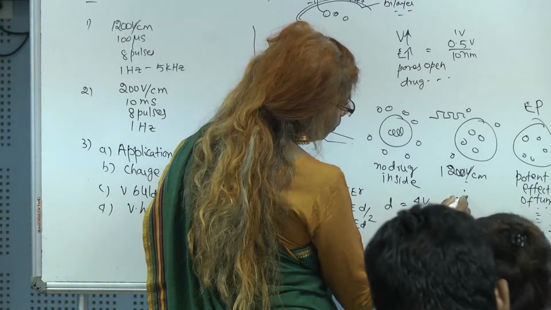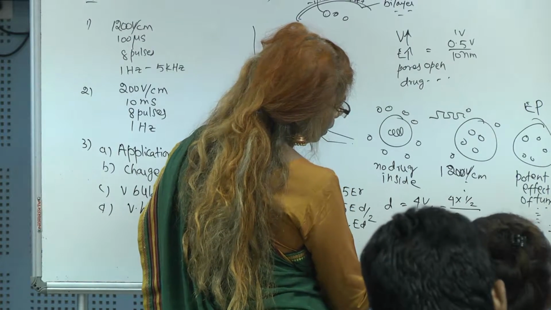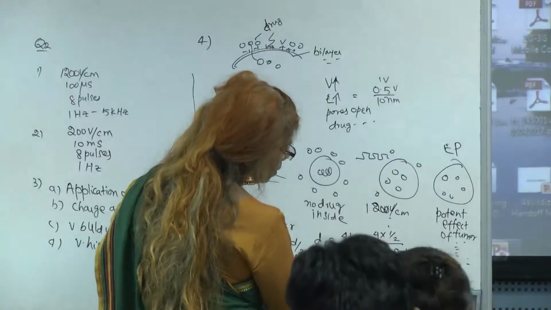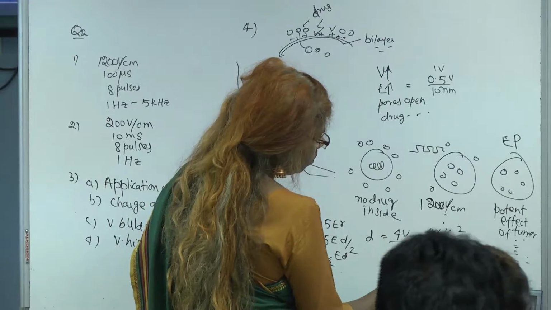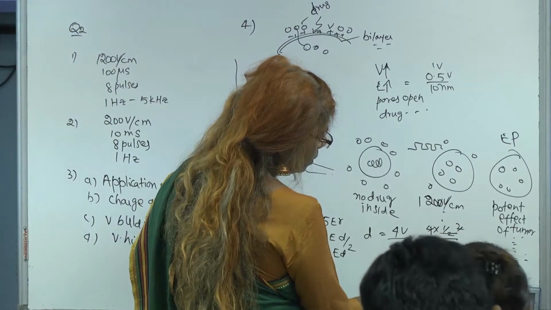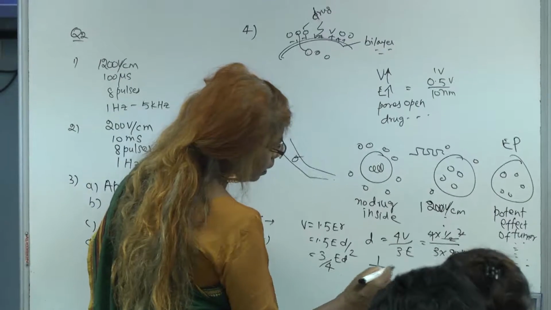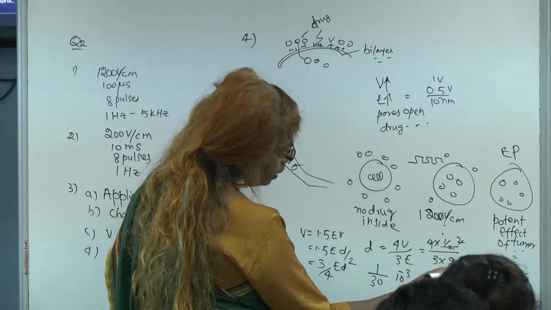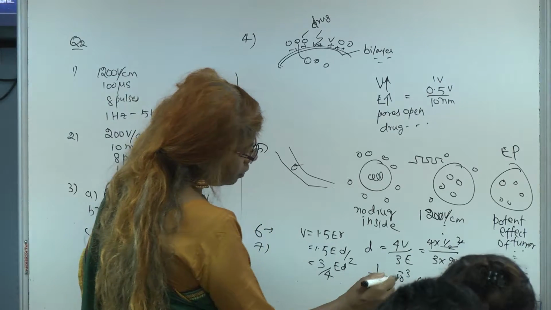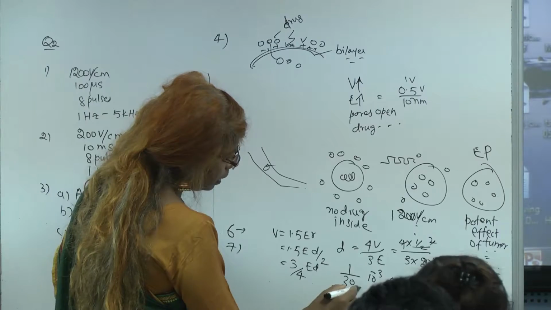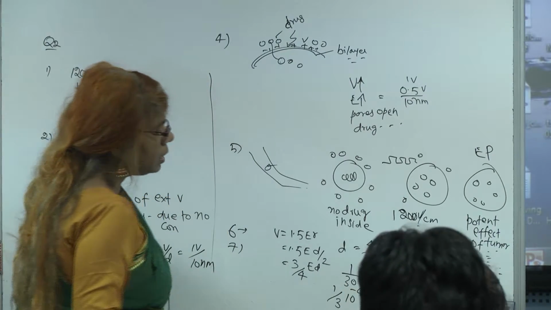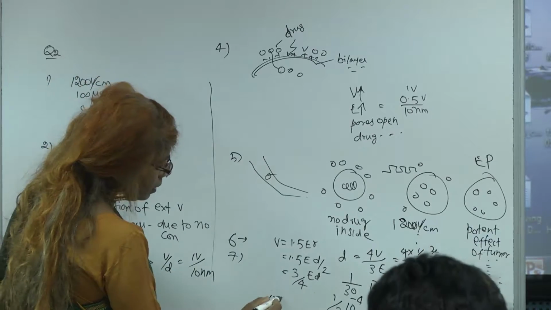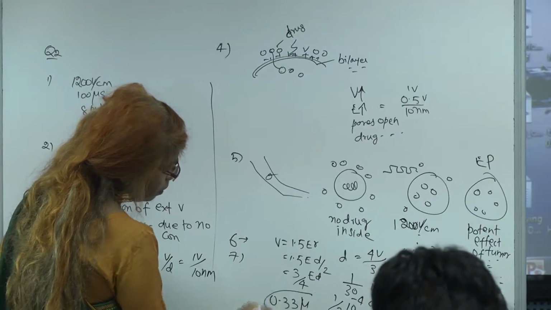4 times 0.5 is 1 over 2, correct? Divided by 3 times E. E was how much? 20, no? 20 kV per centimeter. So this goes 2 and then 2, this one 10. So it will be 1 over 30. kV is 10 power minus 3, okay? So the centimeter goes here, and this 0 I can take, 1 over 3 times 10 power minus 4 centimeter. 10 power minus 4 centimeter is 10 power minus 6 meter, correct? 1 over 3 is 0.33 micron, that is the diameter.